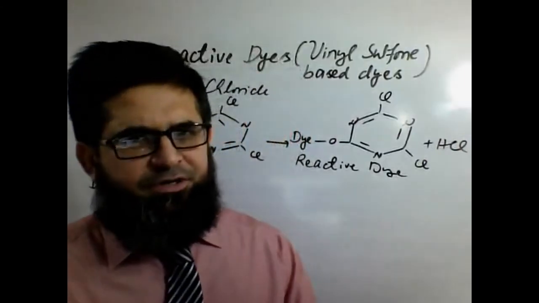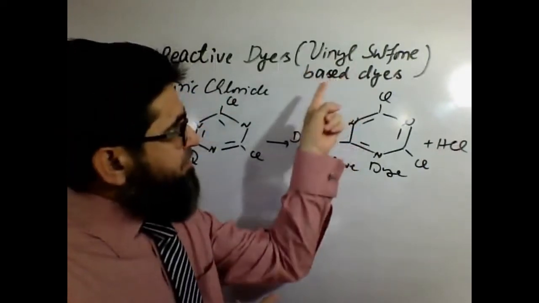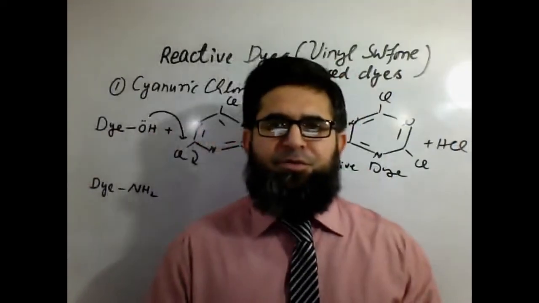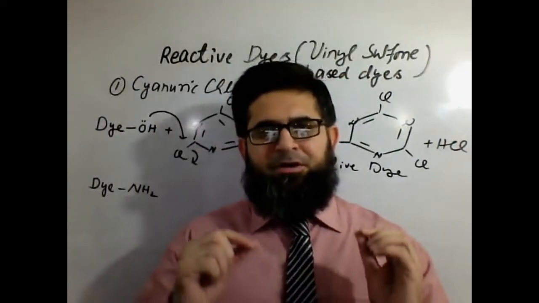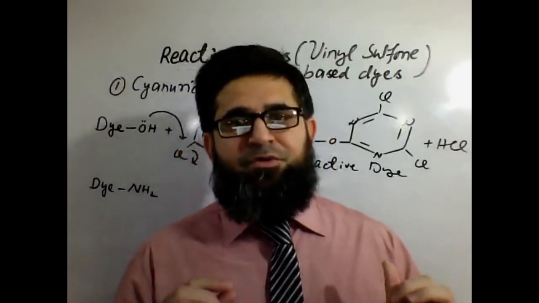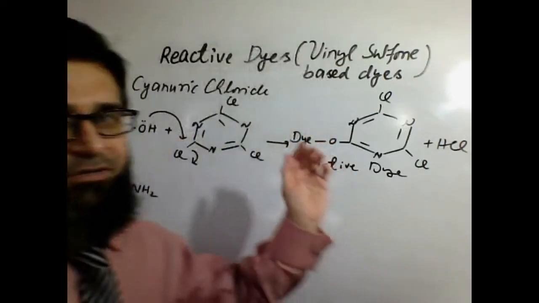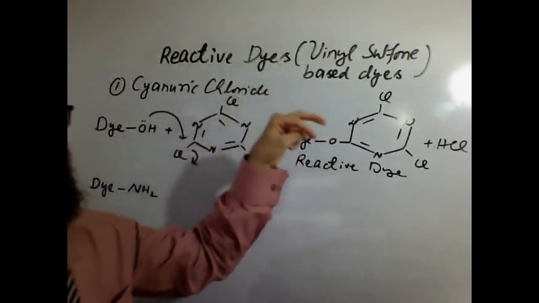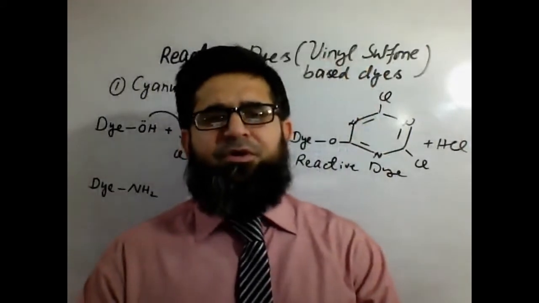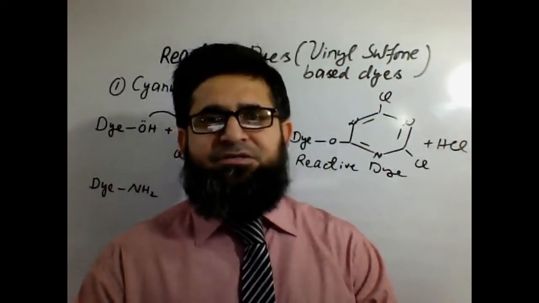Today I'm going to start with the reactive dyes, vinyl sulfone-based reactive dyes. In one of the previous lectures, I gave you an introductory overview about the reactive dyes, where I told you the reactive dyes could be of two types. The one is called cyanuric based reactive dyes, the other are called vinyl sulfone based reactive dyes. Before explaining those classes, I gave you an overview of what the reactive dyes are.